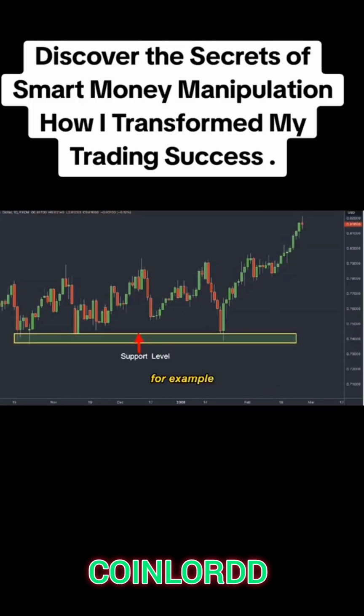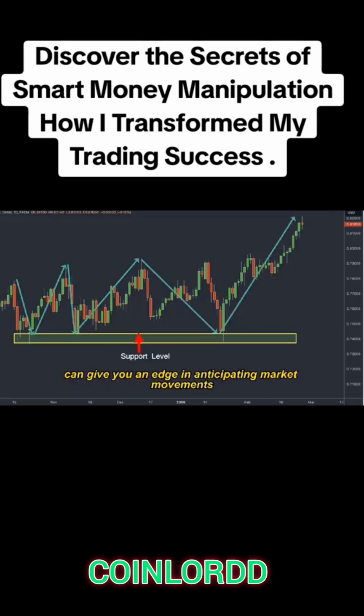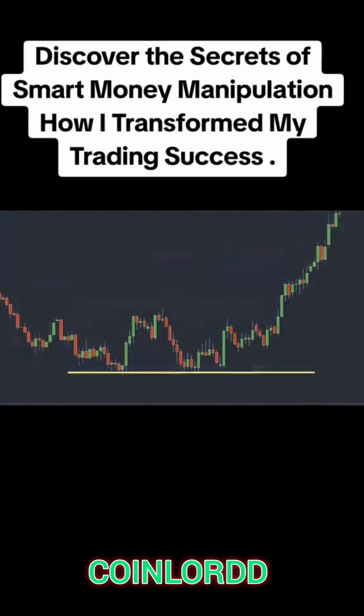For example, take a look at this support level right here. This is a demand zone, a price area where buyers have consistently come in and pushed the price back up whenever it dips down. It's like a battleground for buyers and sellers, and understanding this can give you an edge in anticipating market movements. Now, here's where the strategy gets interesting.